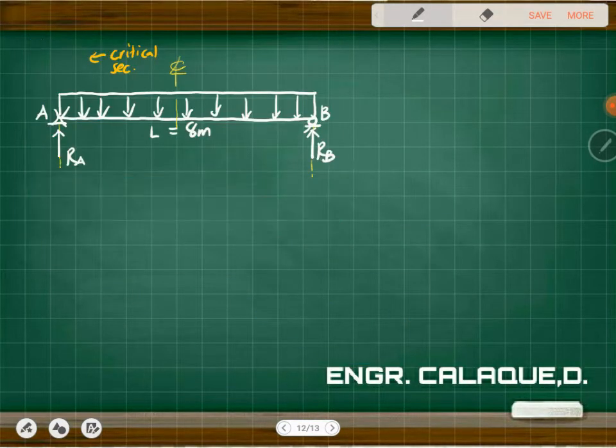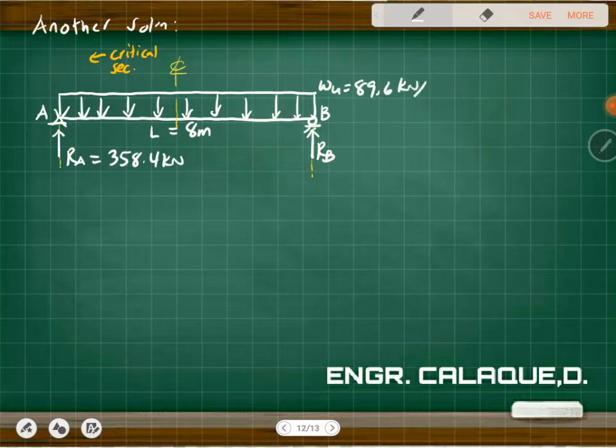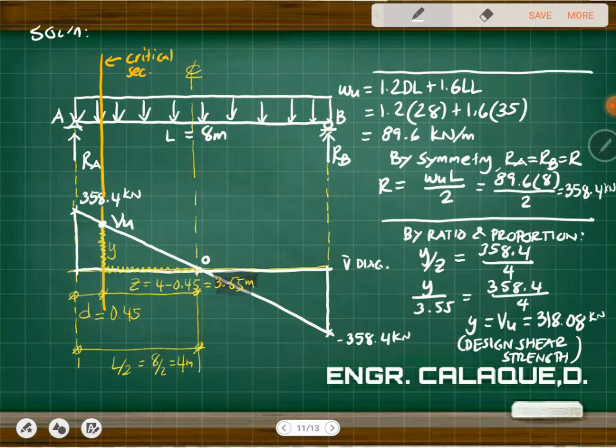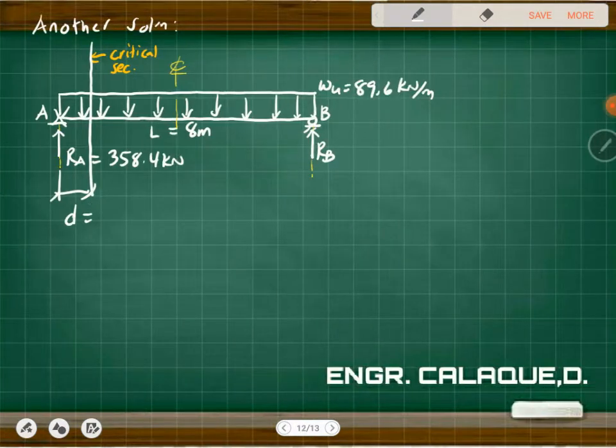So, mas madali pag ganito eh, no? Another way, another solution is yung RA natin, nakuha na natin to. This is 358.4 kilonewton, and then yung W natin, solve na din natin to. That is 89.6 kilonewton meter. Okay, so yung gusto nating makuha is yung distance dito, no? Yung shear at that distance na D, which is 0.45 meter.